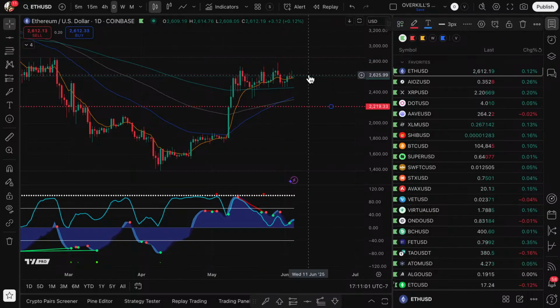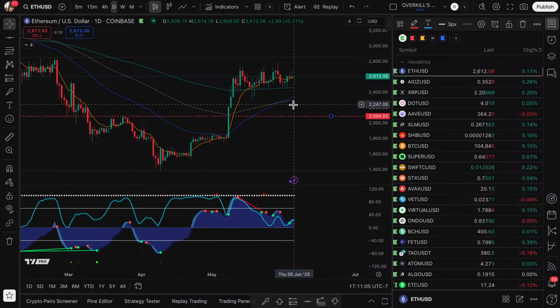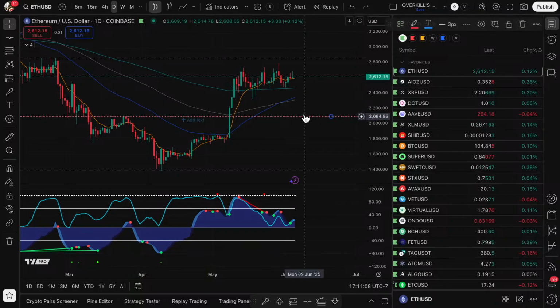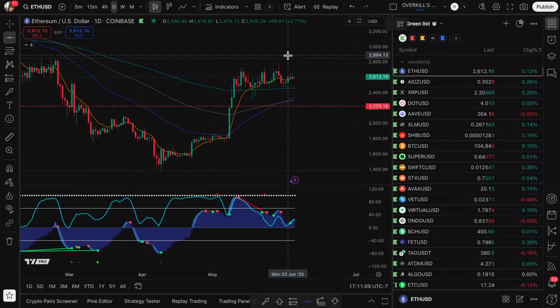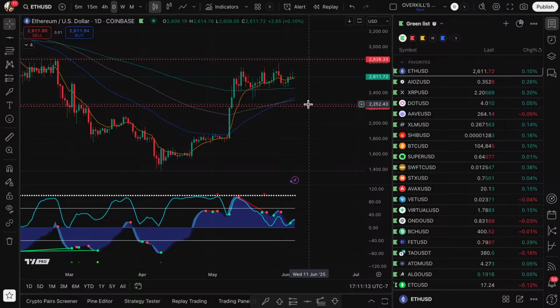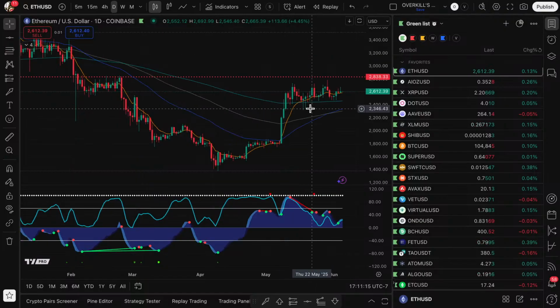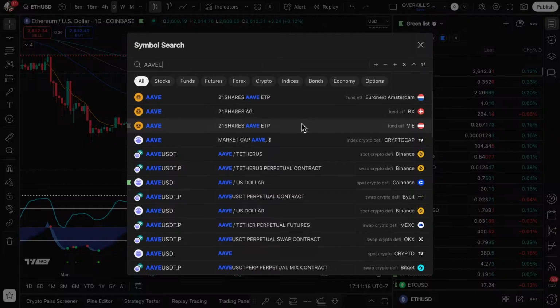We'll be wrong on Ethereum if we break 2,200. 2,200 is the true support. That is the support underneath the EMAs here. But we're either going to break 22 or we're going to break up over 28. And if I'm a betting man, I'm going to say we're going to break over 2,800.